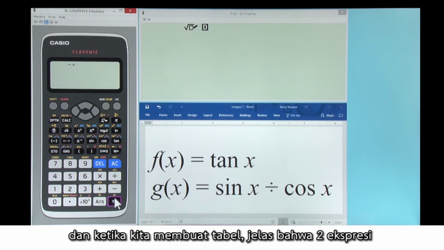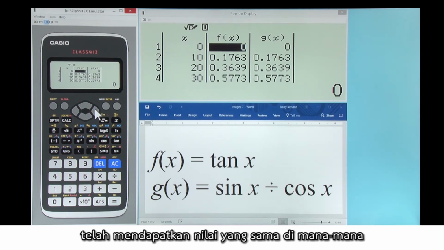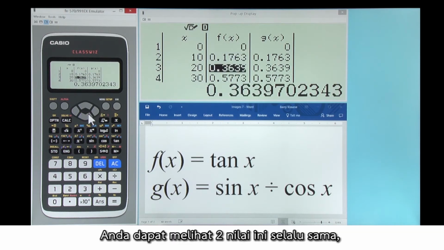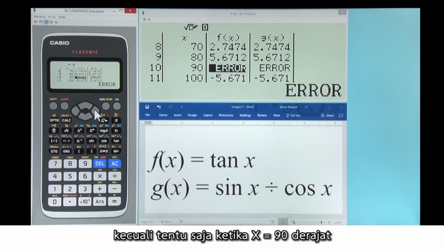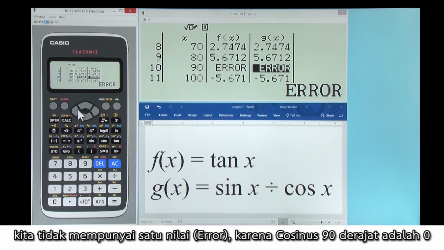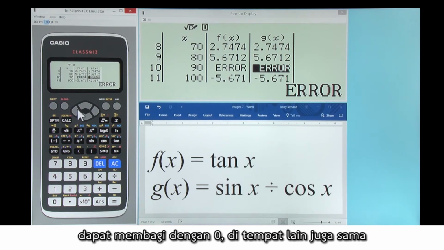And when we create the table, it's clear that the two expressions have got the same value everywhere. You can see these two are always the same. Except, of course, when x is 90 degrees, we can't have it, because the cosine of 90 degrees is 0, so we can't have the tangent and we can't divide by 0. But everywhere else it's the same.